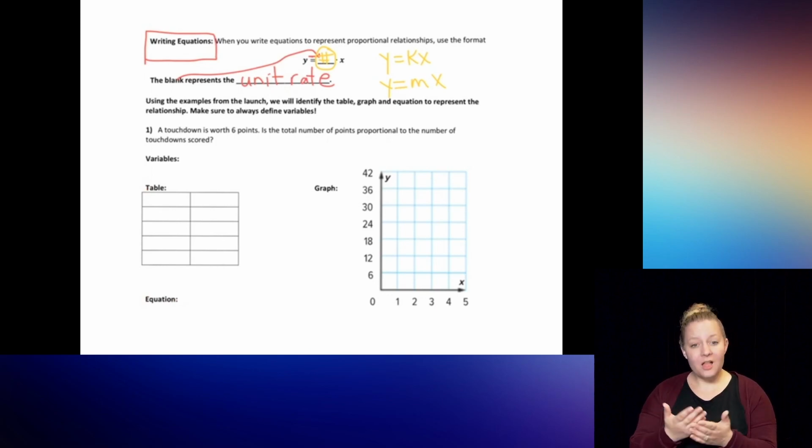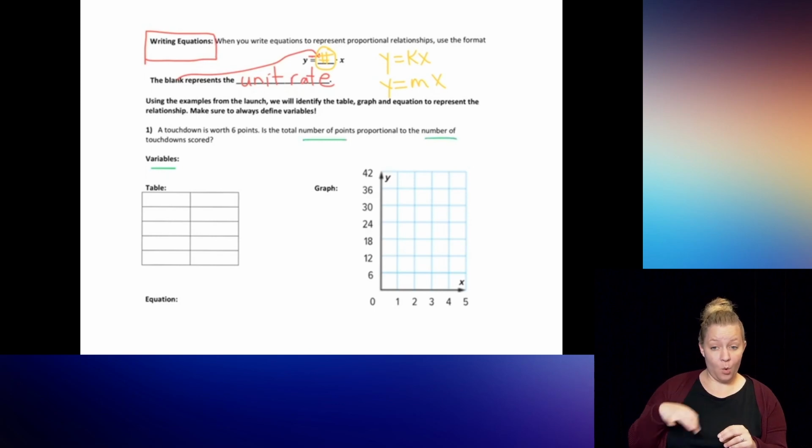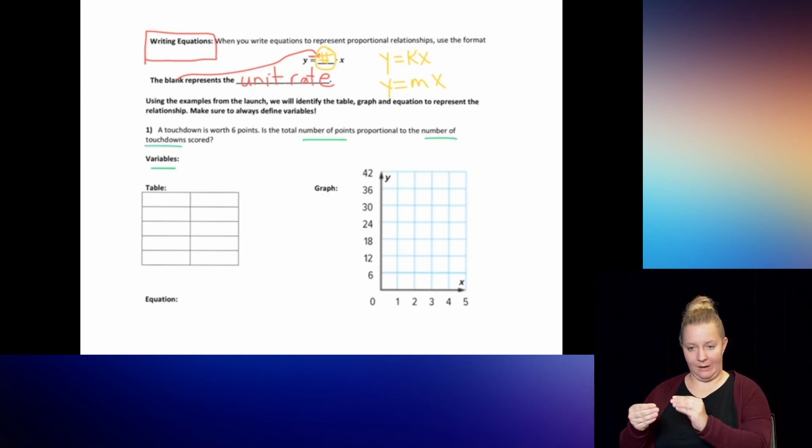So here we go. The variables here are number 1, where it says a touchdown is worth 6 points and is the total number of points proportional to the number of touchdown scores. So to find your variables, you want to just find the two things that are being compared in the problem. So is the number of points proportional to the number of touchdowns? So those are our variables.